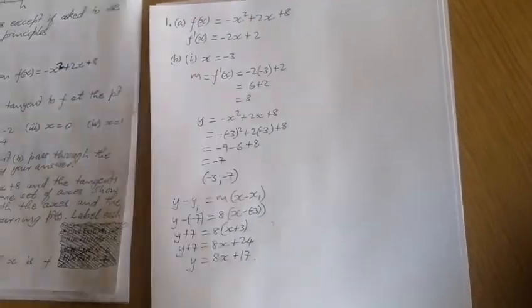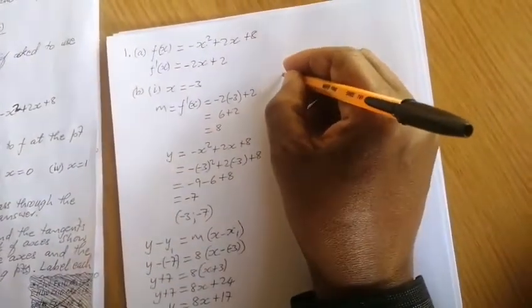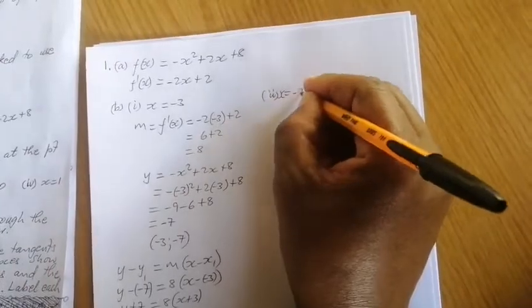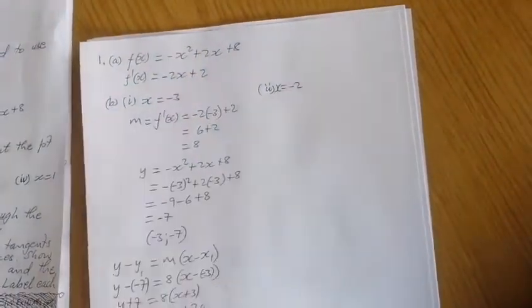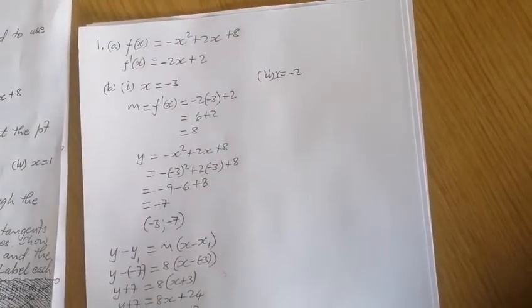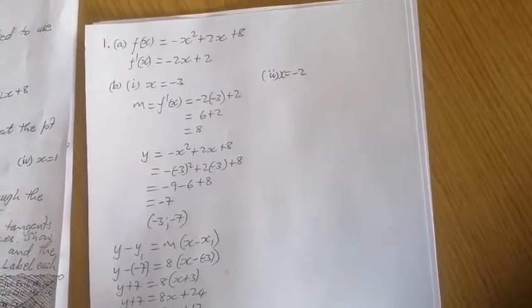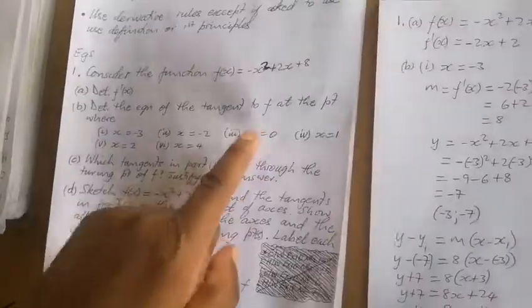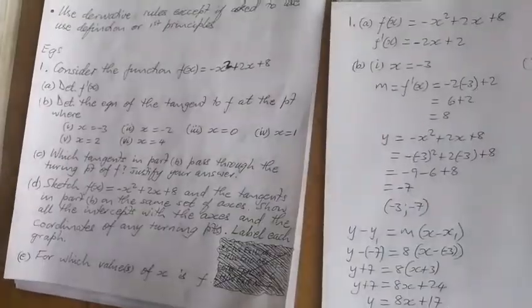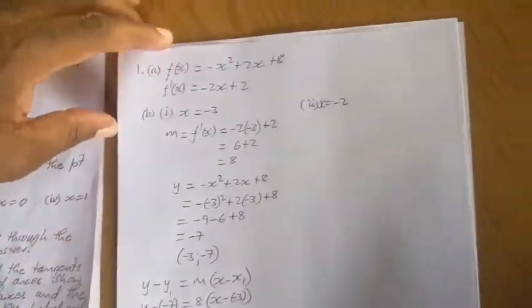Part 2, we have x is equal to minus 2. Again, the procedure is followed throughout. I'm going to do this one, then the other remaining ones, there are actually 4, 1, 2, 3, 4, I'll just state the equations as they are calculated for us.